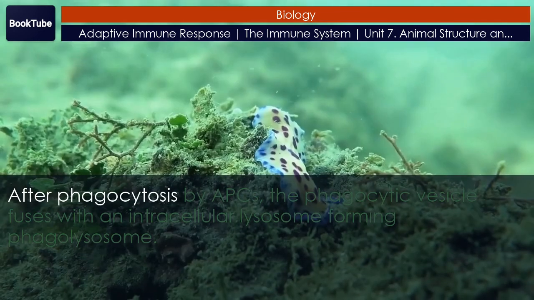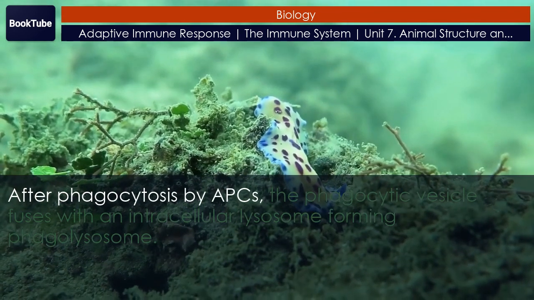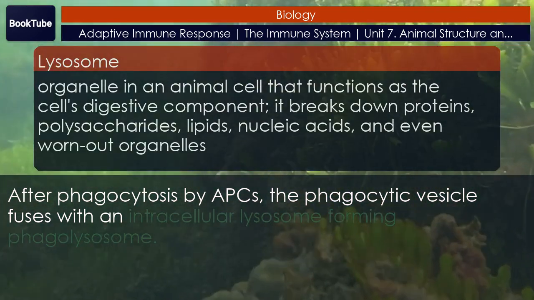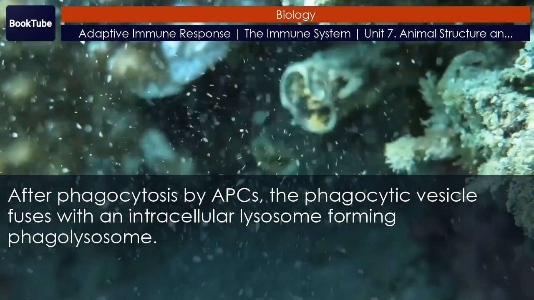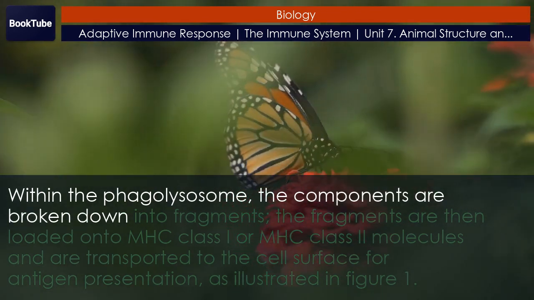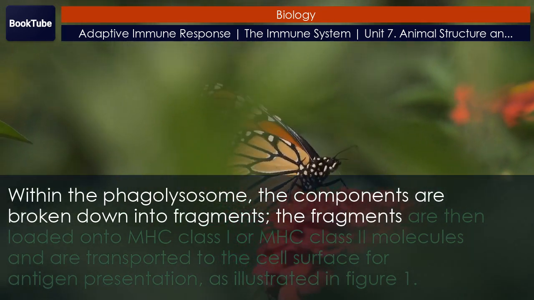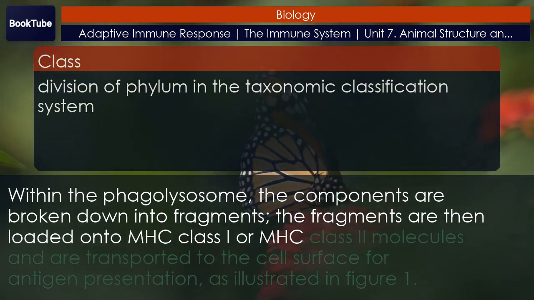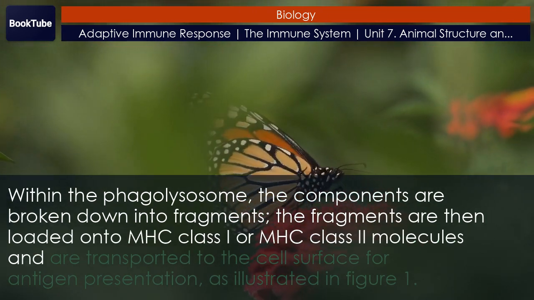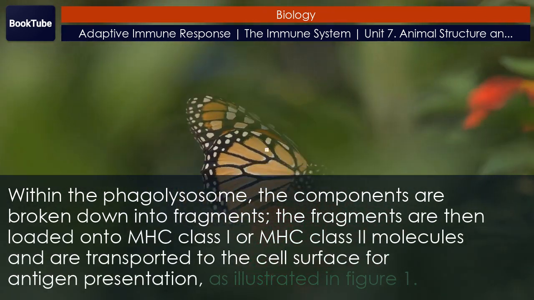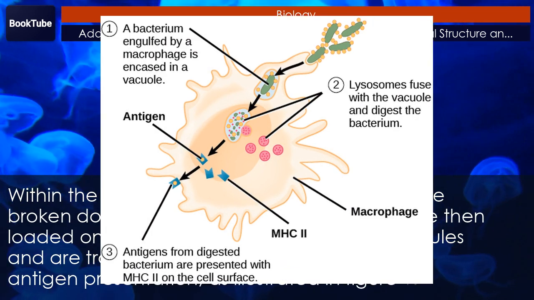After phagocytosis by APCs, the phagocytic vesicle fuses with an intracellular lysosome, forming a phagolysosome. Within the phagolysosome, the components are broken down into fragments. The fragments are then loaded onto MHC class I or MHC class II molecules and are transported to the cell surface for antigen presentation, as illustrated in Figure 1.